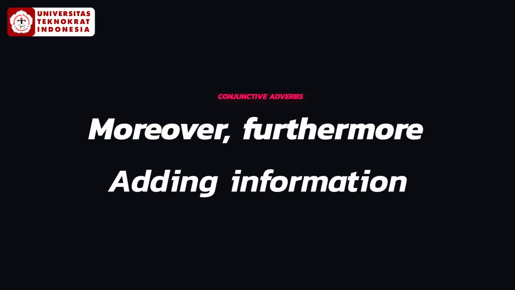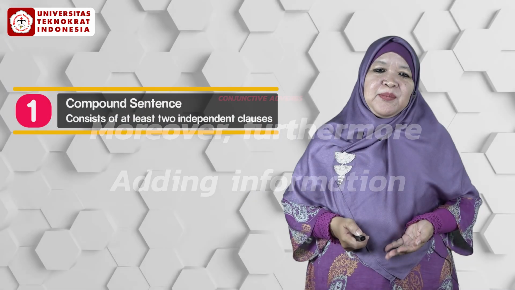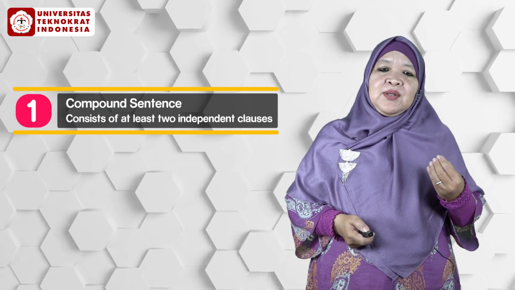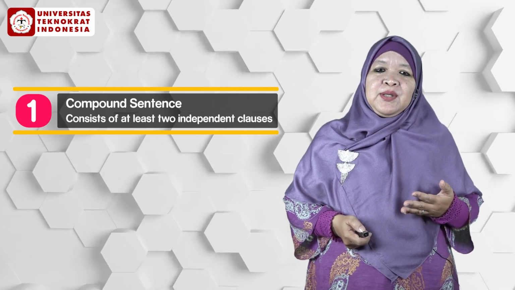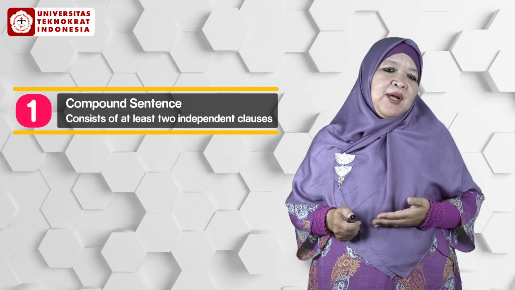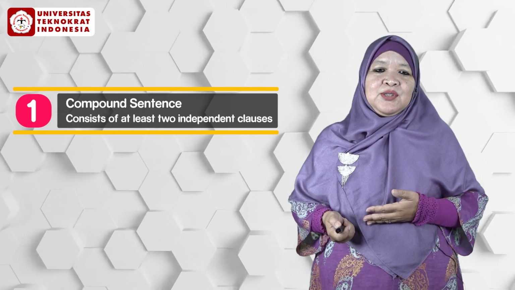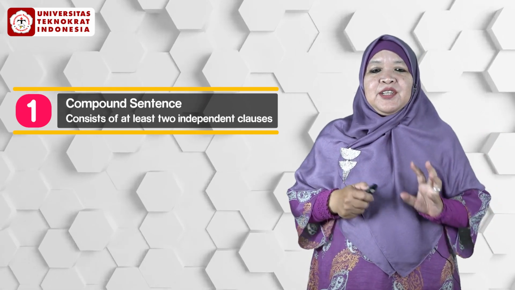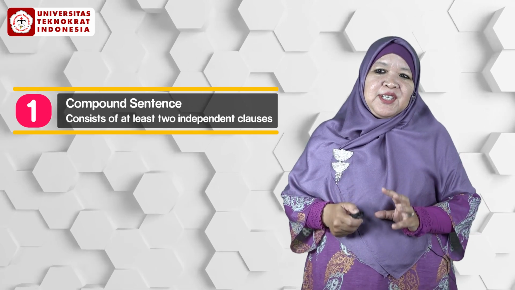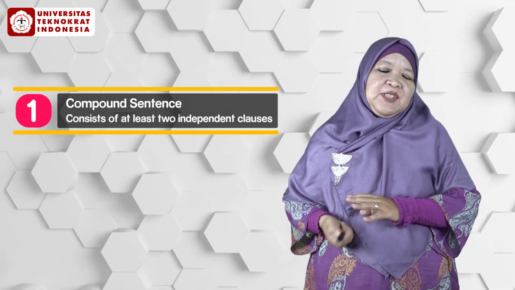Other examples, the words moreover, furthermore, besides. This conjunctive adverb is functioning to add information. For example, English is important in this era. Furthermore, you can get more income by mastering English. So the first information is English is important in this era, and then you add another information that by mastering English, you can get more income, something like that.